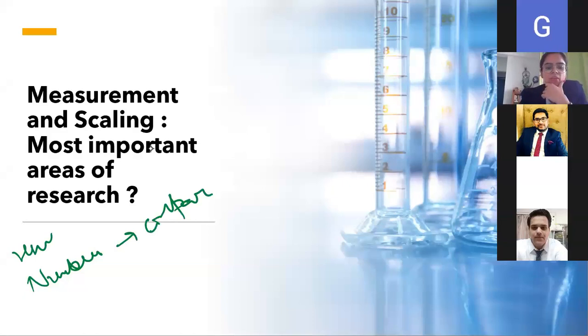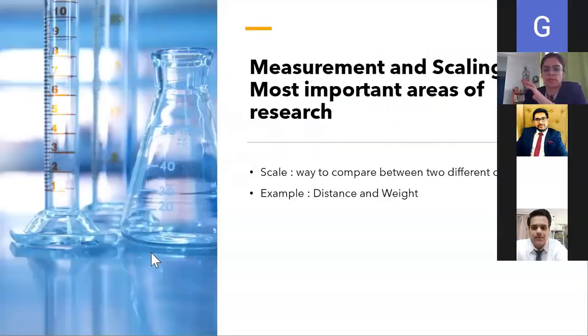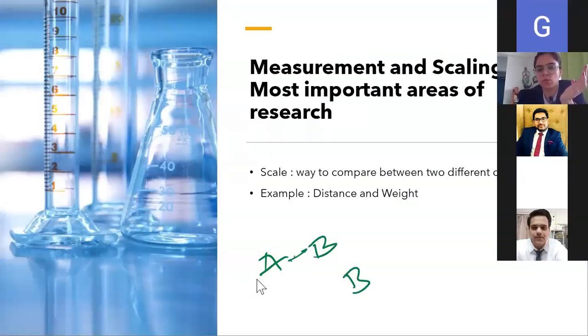Okay, basically, if I have to compare two things, right? If I have to compare A and B, say using distance, and this is C. I can check what is the distance from A to B, and I can check what is the distance from C to A, and I can measure and check which one is closer to A. So it's a way to compare between two different objects. Like distance, weight, all these are measurement. But that is quite easy. Let's take a notch higher.